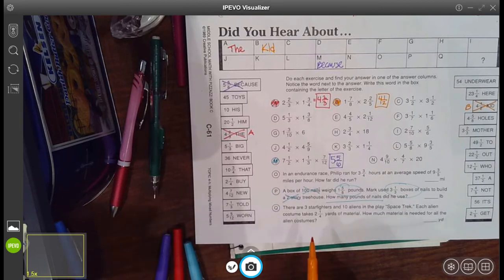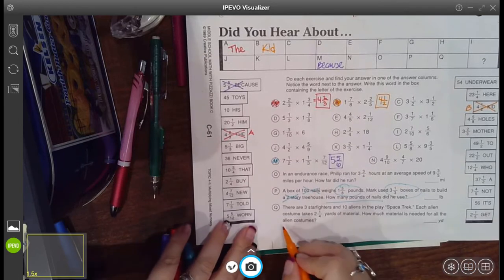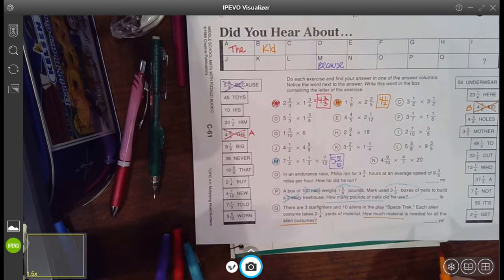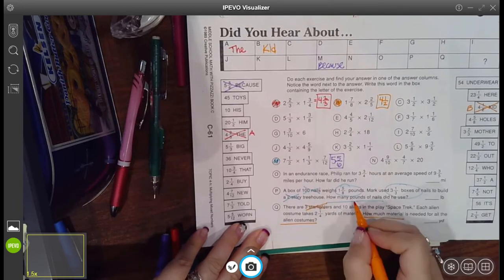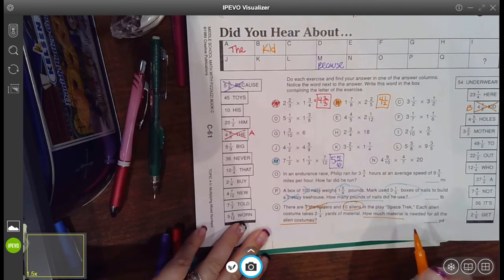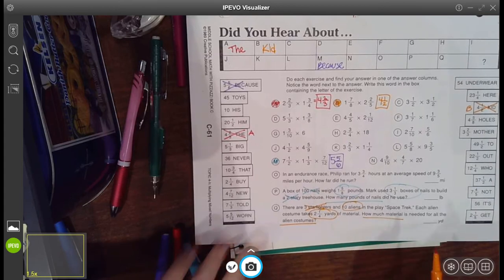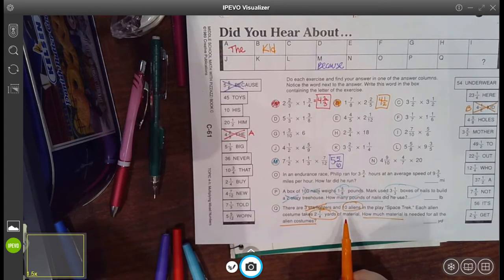Let's read it together. It says there are 3 starfighters and 10 aliens in the play Space Trek. Each alien costume takes 2 1/4 yards of material. How much material is needed for all the alien costumes? Okay, so how much material for all the aliens? There's 3 starfighters. I don't care. I care about aliens. There's 10 of them. And each alien costume uses this many yards of fabric. So I'm going to multiply 10 times 2 1/4 yards.